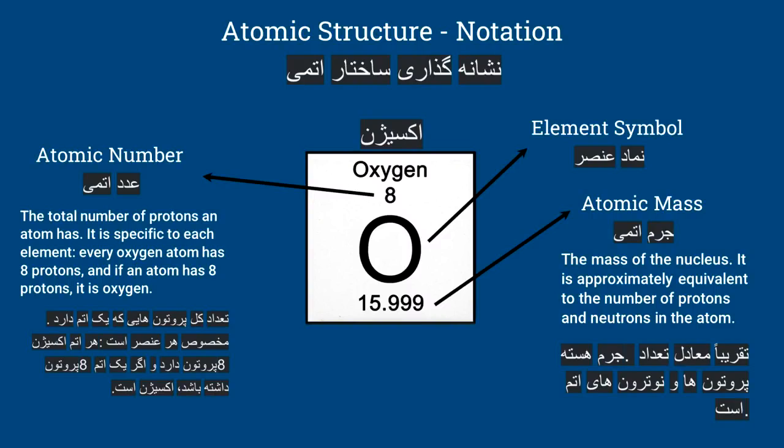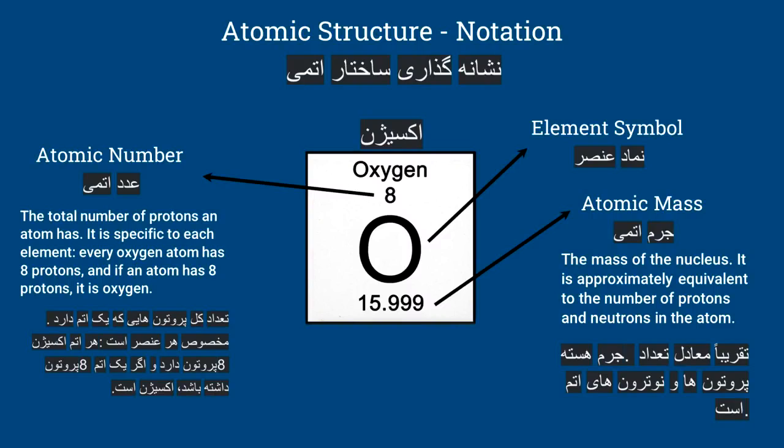The atomic number is also another way to tell what element is being described. Each element has its own atomic number. The atomic number will always be above the element symbol. The atomic number is the total number of protons an element has, and will be specific to each element. For example, only oxygen has 8 protons, making its atomic number 8.